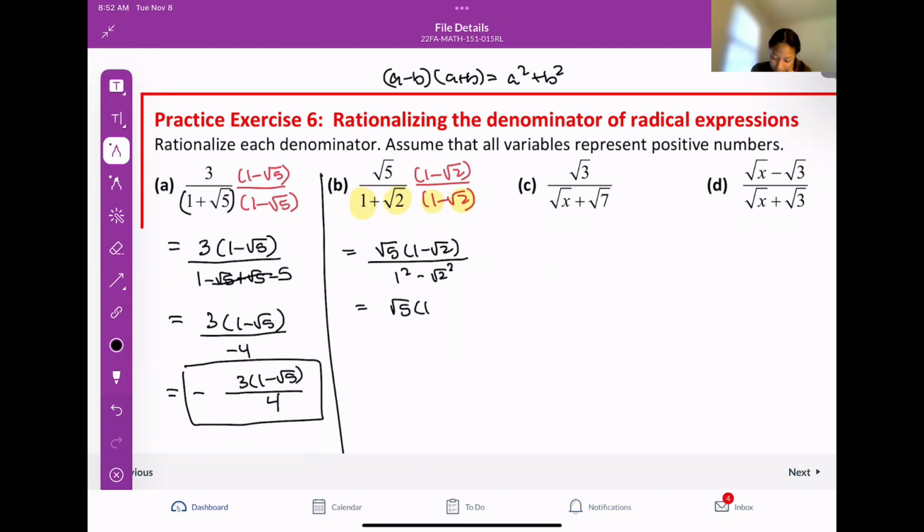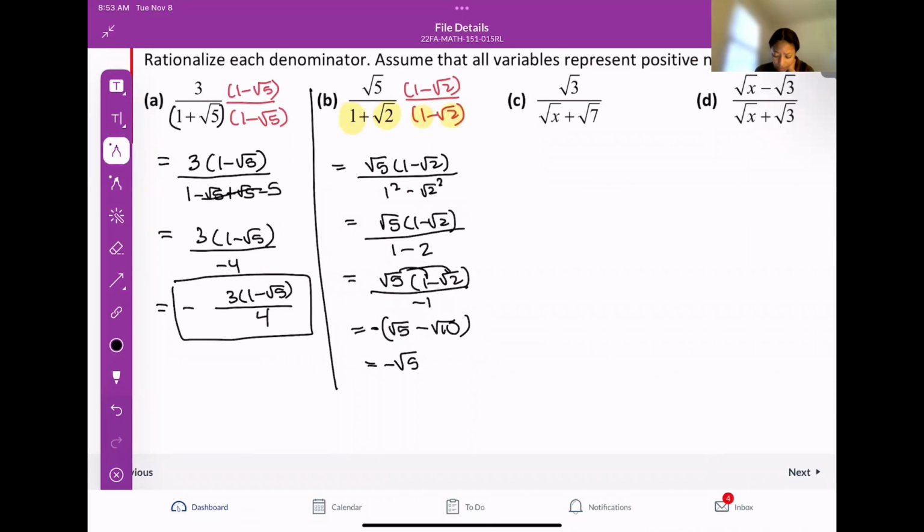So we have the square root of 5 times 1 minus root 2 over 1 minus 2, which is -1. So that's the square root of 5 times 1 minus the square root of 2 over -1. And we can simplify the numerator a little bit. The numerator, if we distribute, would give us the square root of 5, and then minus the square root of 10. And then that's still divided by -1 or times -1. You can leave it like this, or if you want, you can write negative root 5 plus root 10. Either way, I would accept the answer.